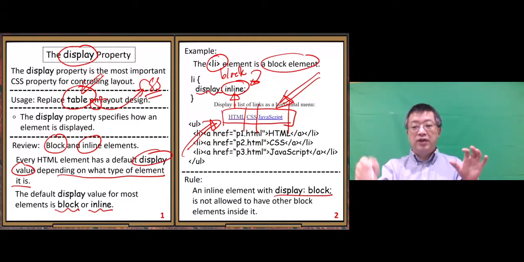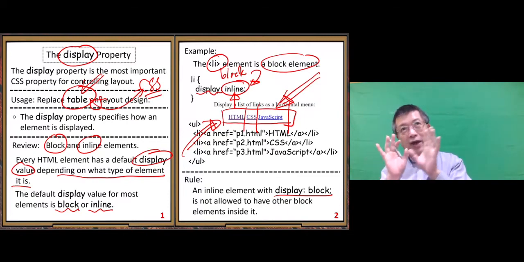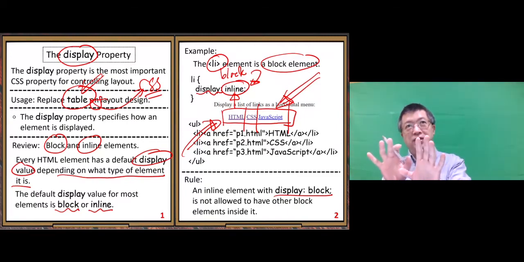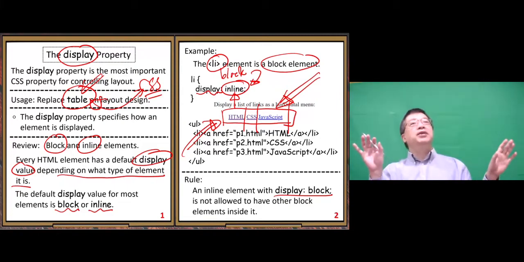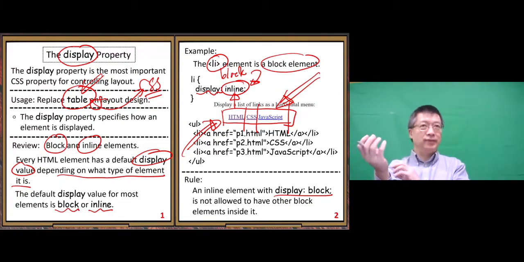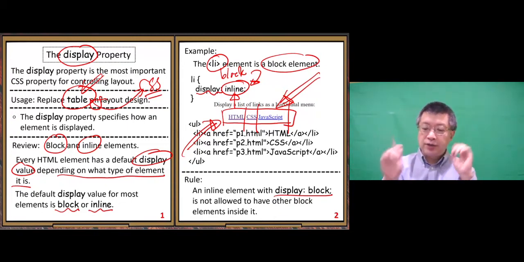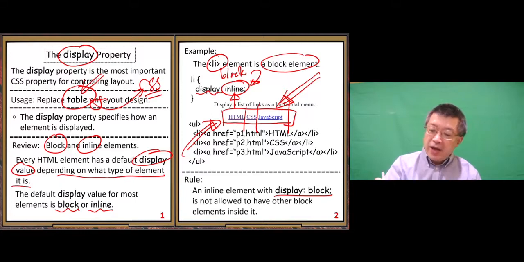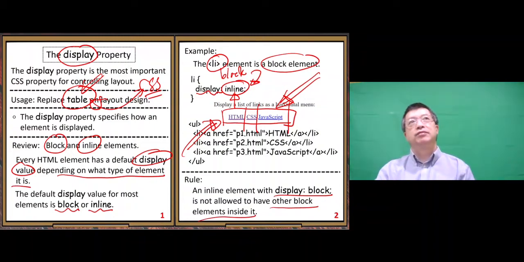Okay, that's the rule. Not this li. Li originates a block element, so not directly connected to this li element. So originally you have an inline element. You can change it to block. When you have this situation, the rule says you cannot put another block element inside this changed inline element. That's the rule. All right.